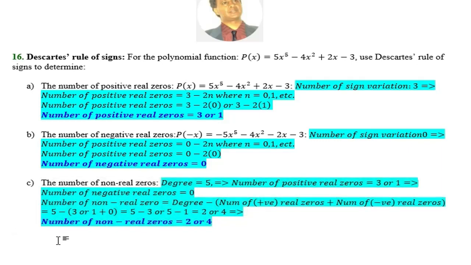Then C is the number of non-real zeros. The degree is 5. The number of positive real zeros is 3 or 1. The number of negative real zeros is 0. That means the number of non-real zeros is equal to the degree minus the number of positive real zeros plus the number of negative real zeros. That is equal to 5 minus 3 or 1 plus 0. That is equal to 5 minus 3 or 5 minus 1, which is equal to 2 or 4. That is, the number of non-real zeros is 2 or 4.